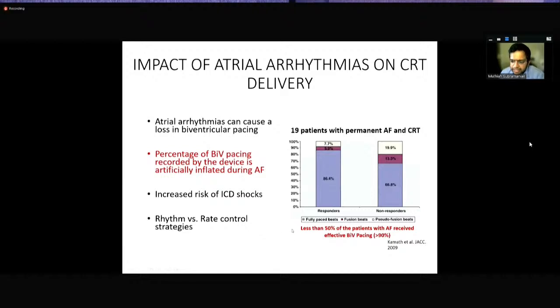Any atrial arrhythmia can ruin your CRT response rate. And the reason is, let's say you have a high atrial rate, a few of these beats will penetrate your AV node and be conducted normally. So these are a few of the things that need to be taken care of even after CRT implantation.